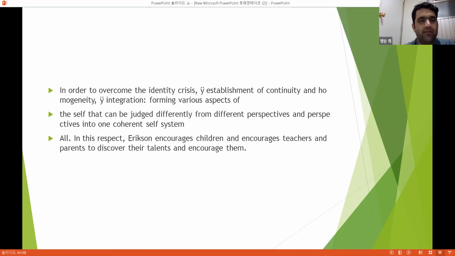In order to overcome the identity crisis, one must establish a community of homogeneity and integration, forming the various aspects of the self, so that one, who can be damaged differently from different perspectives, arrives at a coherent self-system. In this respect, Erikson encourages the children, the teachers, and the parents to discover the children's courage and encourage them.